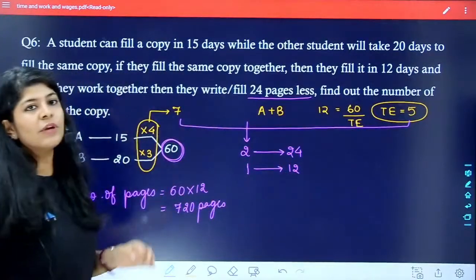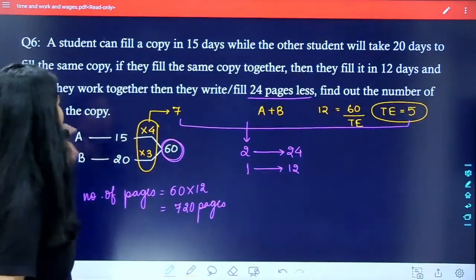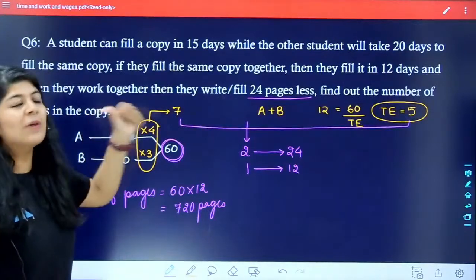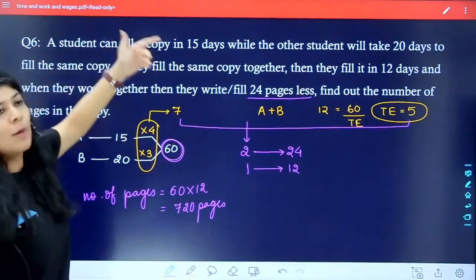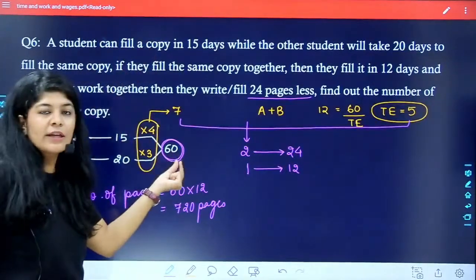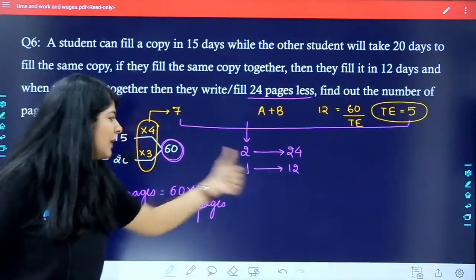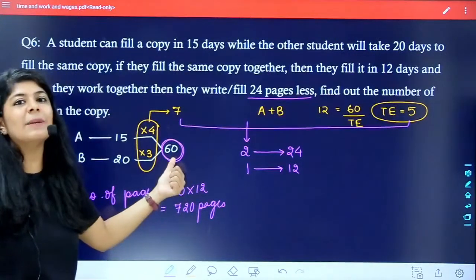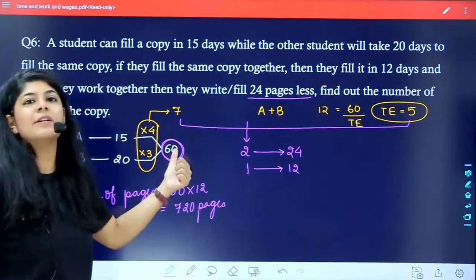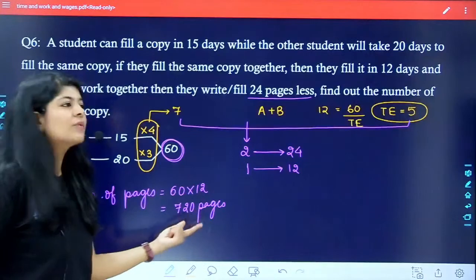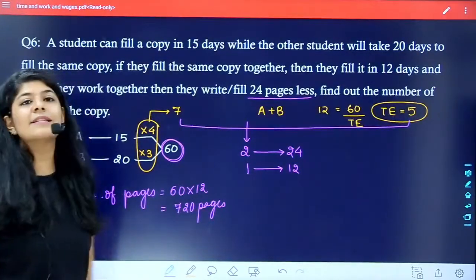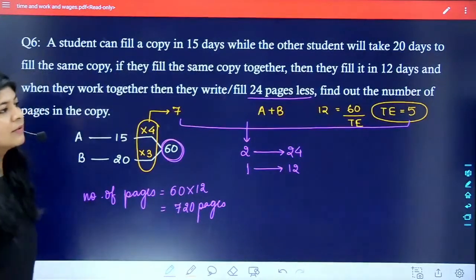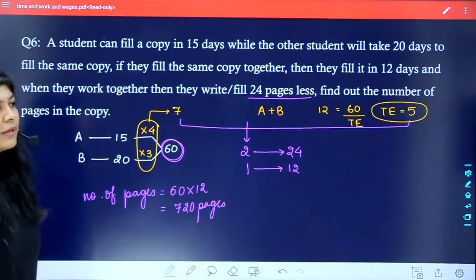Now what do we have to find out? We have to find the total number of pages in the copy. They are writing in the copy, so here we have work done. If the value of 1 is equal to 12, then we just simply have to multiply the work by 12 to find the total number of pages. And the total number of pages over here is 720.